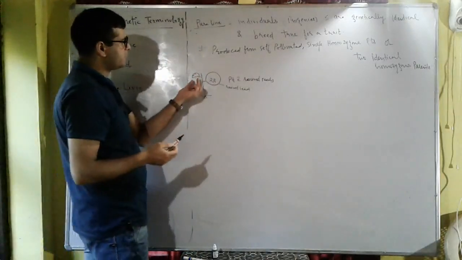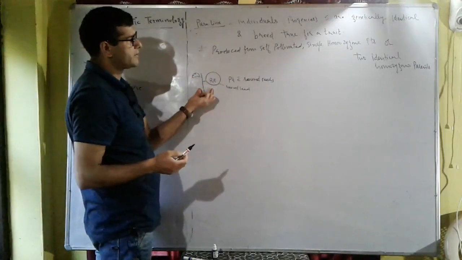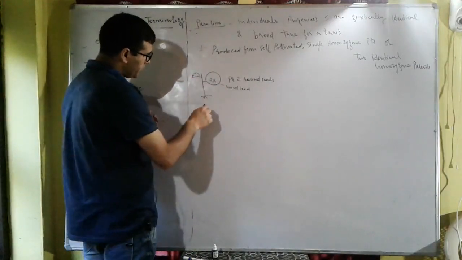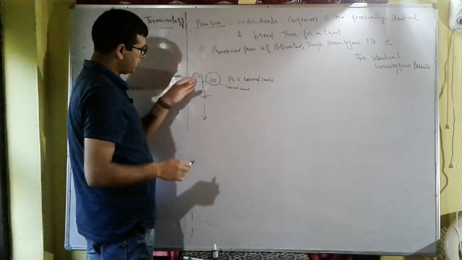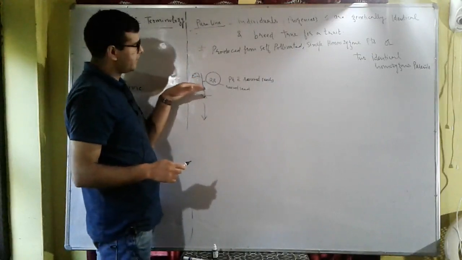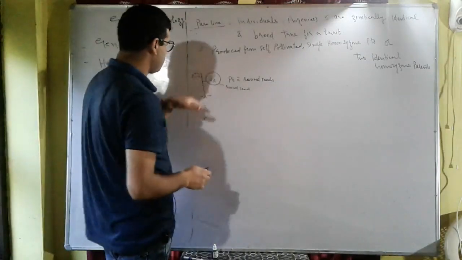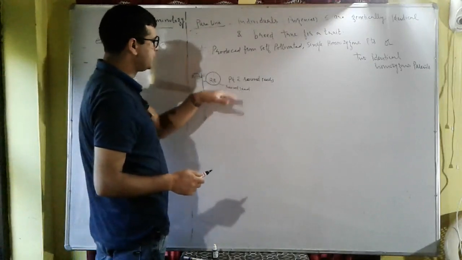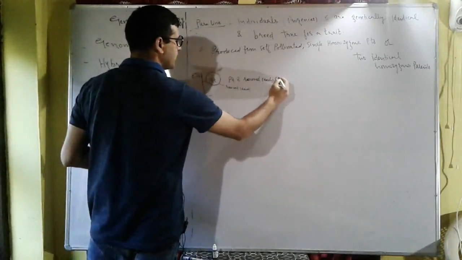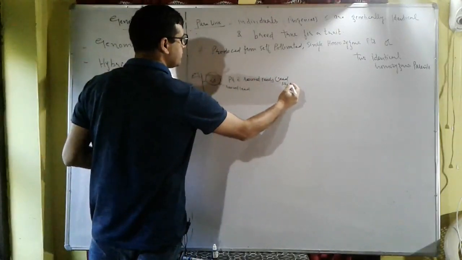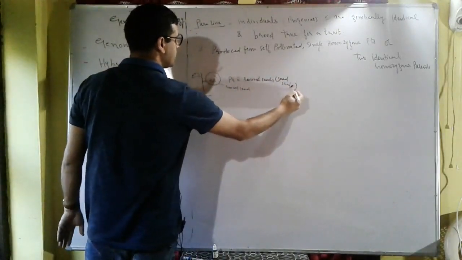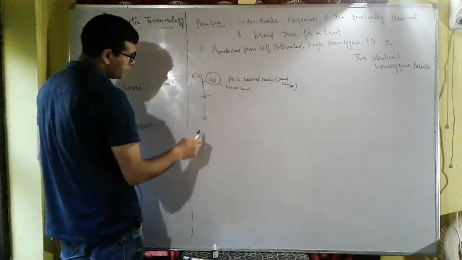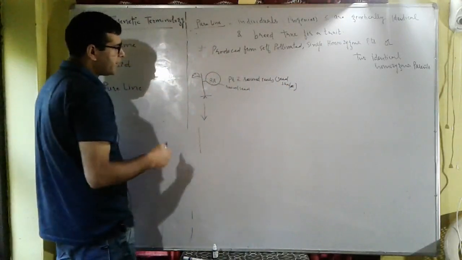This is a single homozygous plant, and by means of self-pollination in this homozygous plant, which is homozygous for the character seed shape, we will get what? Plants with round seeds.